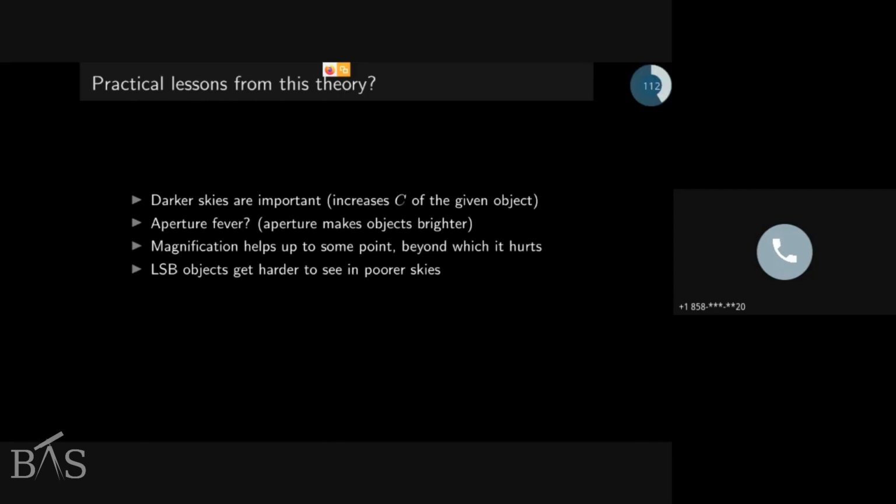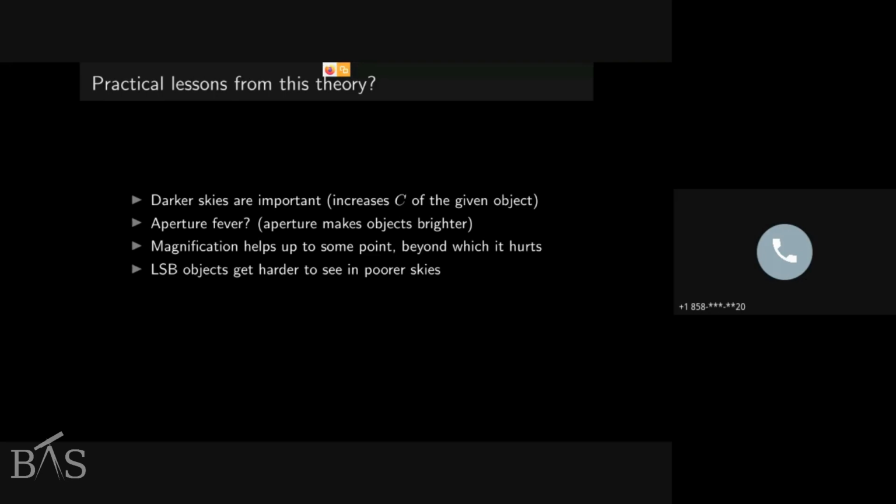Anyway, what is more important is what are the practical lessons from the theory. The practical lessons are: dark skies are important because it helps increase the contrast of a given object. Okay, C is for contrast there. Second thing, bigger aperture makes objects brighter, so it's more useful.